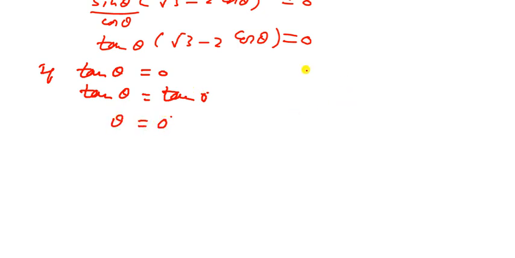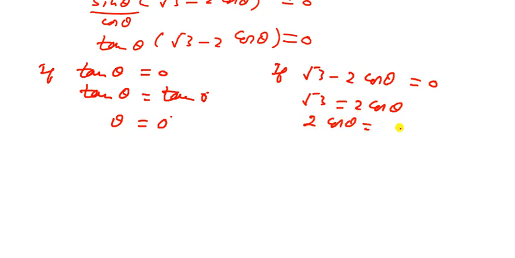Now if tan theta is equal to 0, then tan theta is equal to tan 0, so theta becomes 0 degree. And what about the second factor?